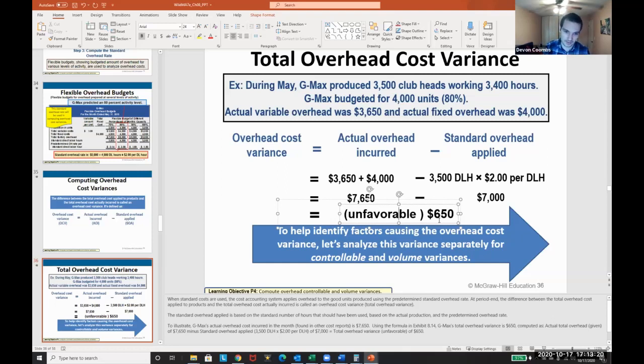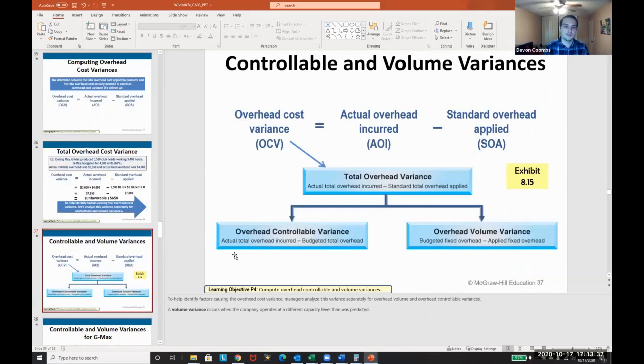We can have a few issues that cause that variance that are controllable, right? That's the whole point of management, is to investigate controllable costs. And so what are those controllable costs? We have controllable costs and volume variances. So we'll go into it. Overhead controllable variance and volume variance. Controllable variance is the actual total overhead incurred less the budgeted total overhead. And then our overhead volume variance is the budgeted fixed overhead against the applied fixed overhead.